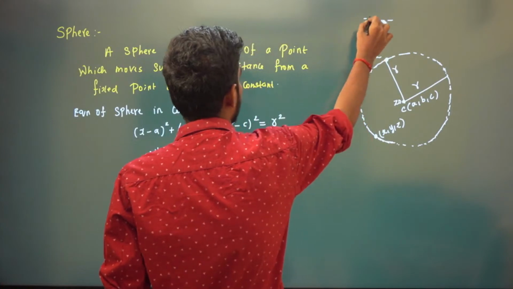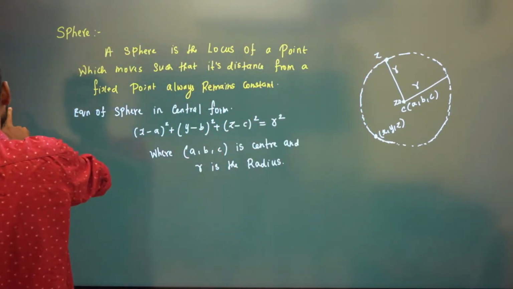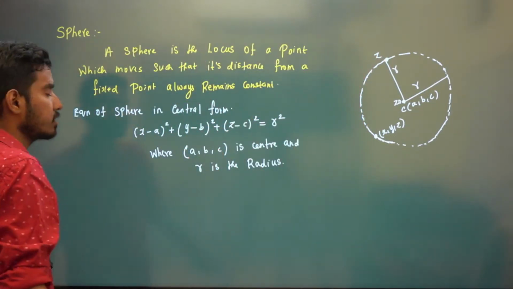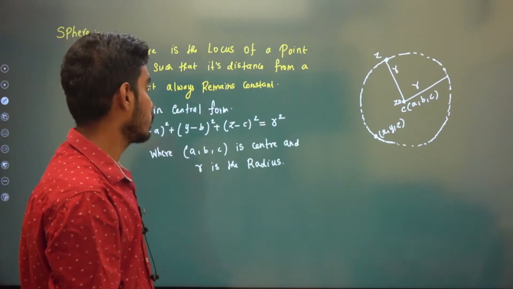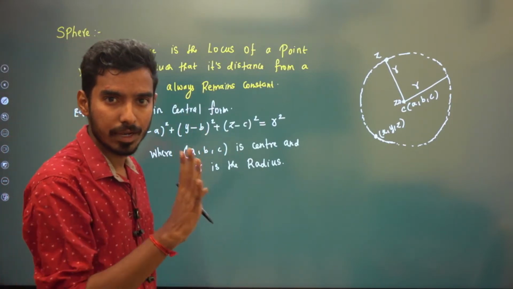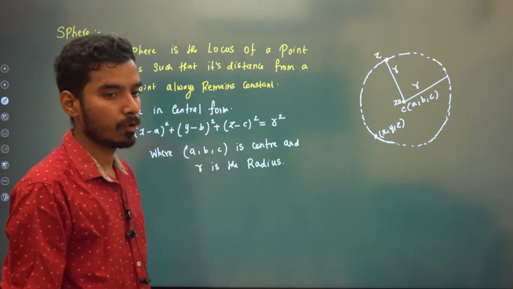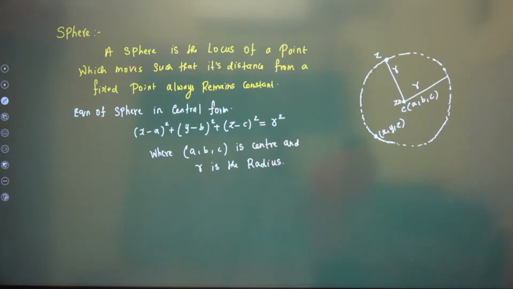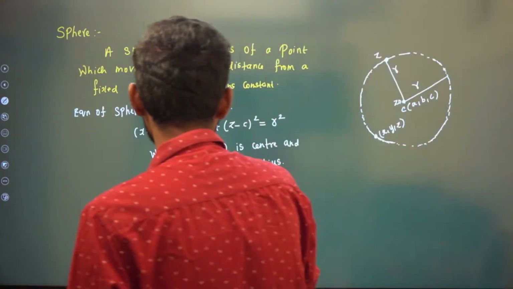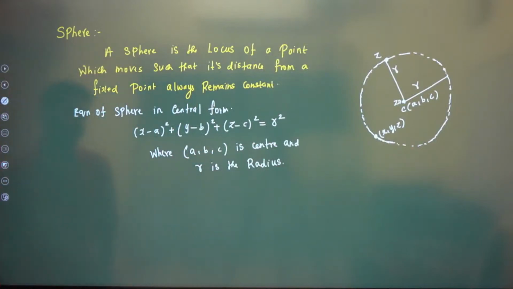Let us memorize this equation. Equation of sphere, not circle. So the equation of a sphere in central form is (x minus a) whole square plus (y minus b) whole square plus (z minus c) whole square is equal to r square, where a comma b comma c is the center and r is the radius.